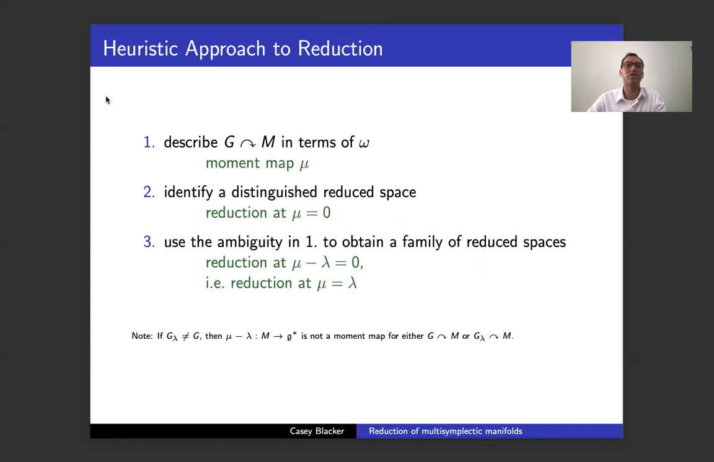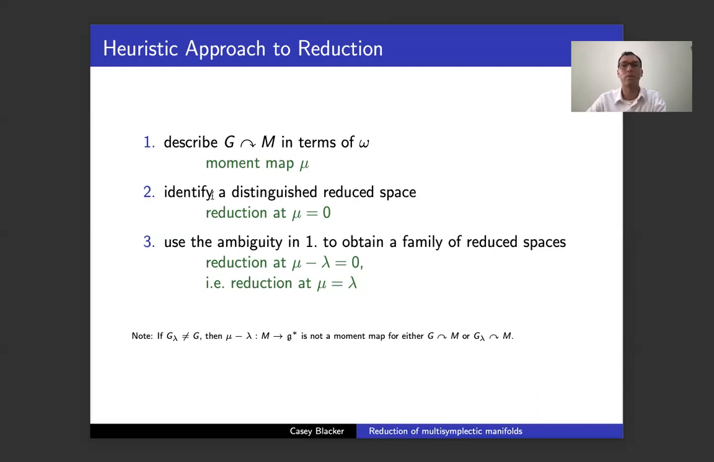So now what I'd like to do is to reformulate this idea of reduction, or to look back at what we described, to extract a heuristic approach to reduction, which we can then apply to a more general setting, in particular the multisymplectic setting. So in this way, the first thing that we did is to describe a collection of symmetries on M in terms of the additional structure inherent in the symplectic form. So that is manifested in the moment map mu, or that's realized by the construction of the moment map mu.